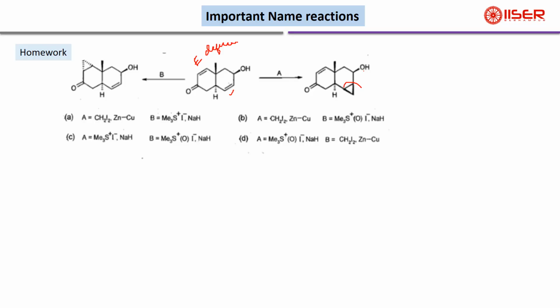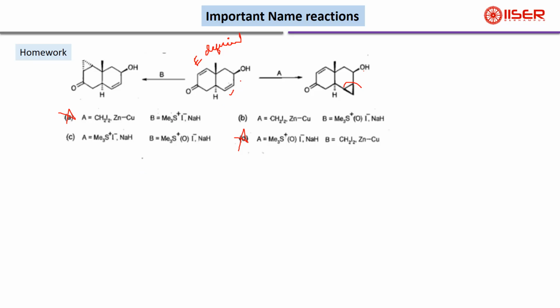Electron deficient double bond cyclopropanation means the Corey-Chaykovsky reaction. So you need a sulfoxonium ylide. So B should be a sulfoxonium ylide. So A and D are already cut, because B should be a sulfoxonium ylide. So the option will be among B and C.